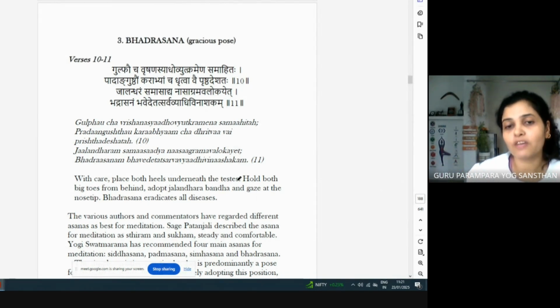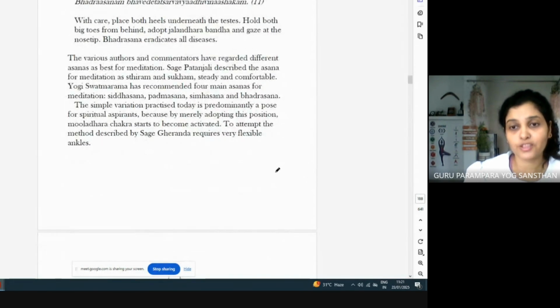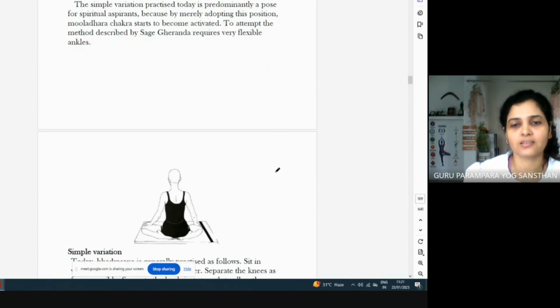Okay? What we usually practice is given in Hatha Pradipika. Here they are saying hold your hands from behind, like Baddha Padmasana. Adopt Jalandhar Bandha and gaze at the nose, which we have already explained. This one, Jalandhar Bandha, Sarva Vyadhi Vinashaka. That's it. The practice is different from Hatha Pradipika, but usually in the exam nobody is going to ask you the method. Usually they just ask the benefit.